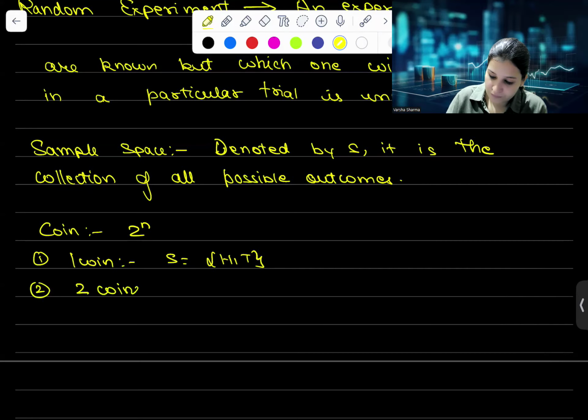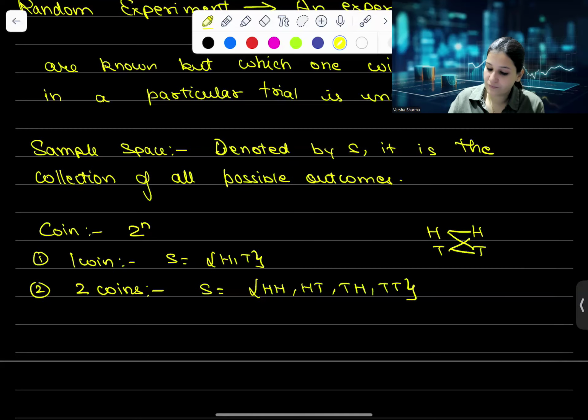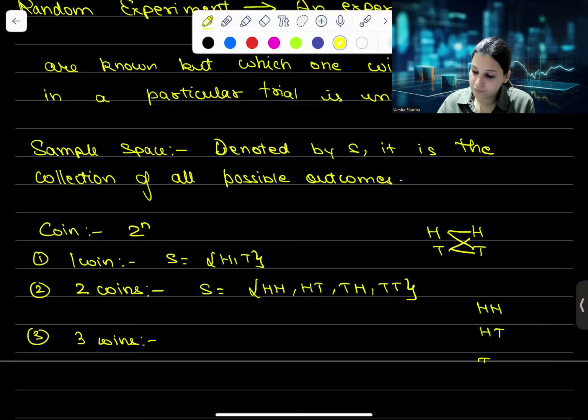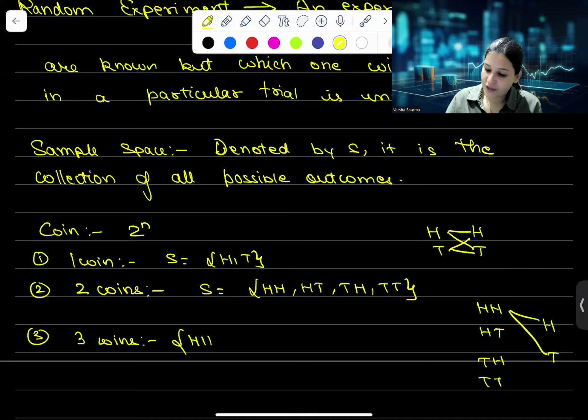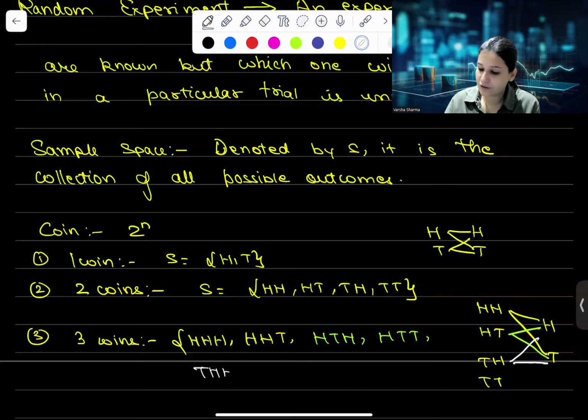2 coins. So head, tail, head, tail. Both possible: HH, HT, TH, TT. Three coins. So for 2 coins first, the third coin will pair up with each. HH will pair up with both: HHH, HHT. HT will pair up with both: HTH, HTT. TH will pair up with both: THH, THT. TT will pair up with both: TTH, TTT.